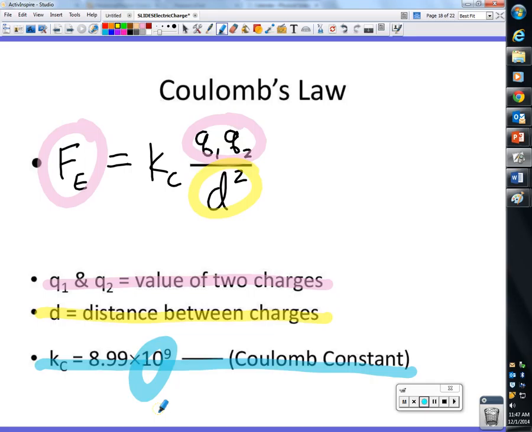Direct relationship: one gets bigger, the other one gets bigger. The charges get bigger, the force gets bigger. But in this case, if the distance gets bigger, if we pull those charges farther apart, this is going to get smaller. Does that make sense? What about K sub C? What kind of relationship does that have?